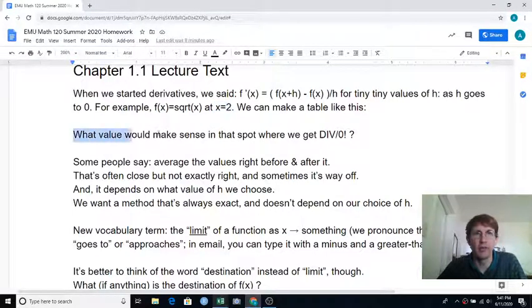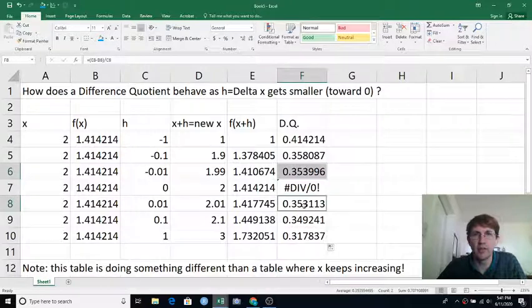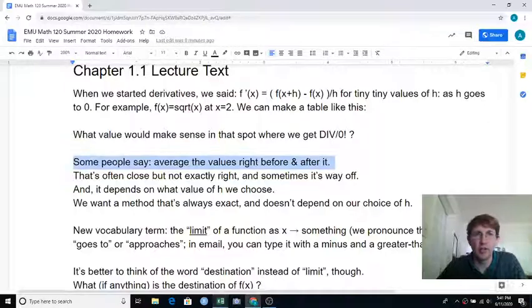That's our question. What value would make sense to go in that spot where h equals 0? Some people say let's average the values right before and right after it, so they would average this value and that value. And it turns out that's often close to right, but it's hardly ever exactly right, and sometimes it's way off, sometimes it's infinitely far off.